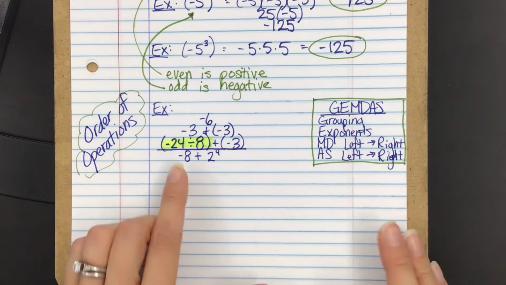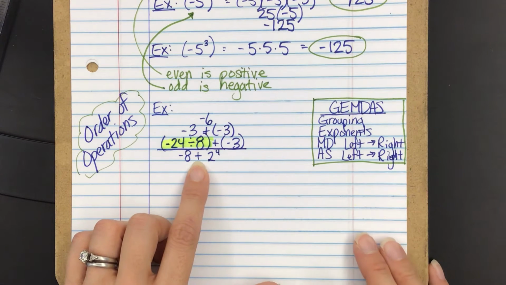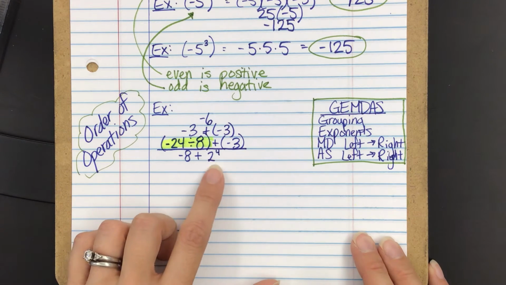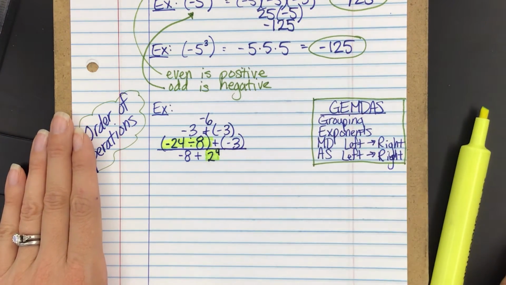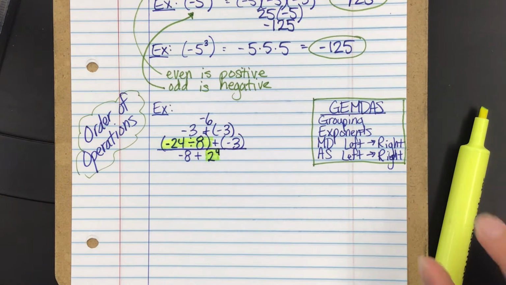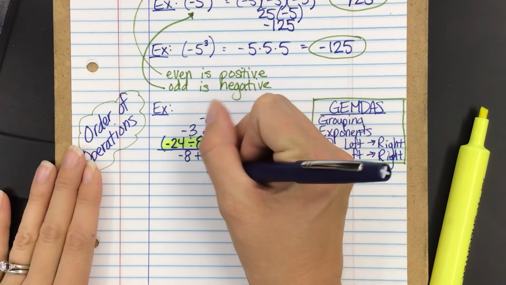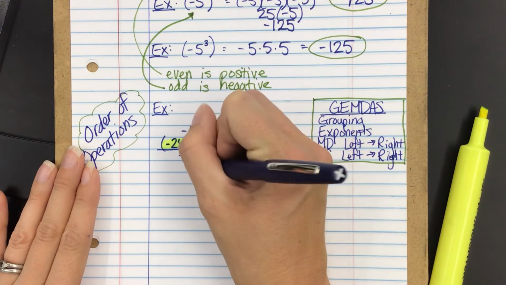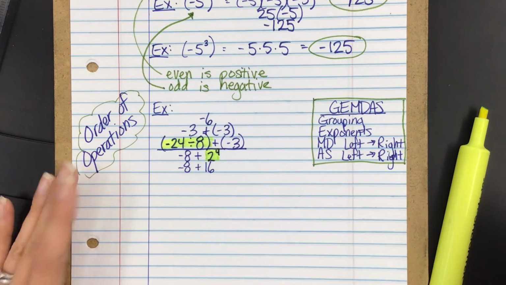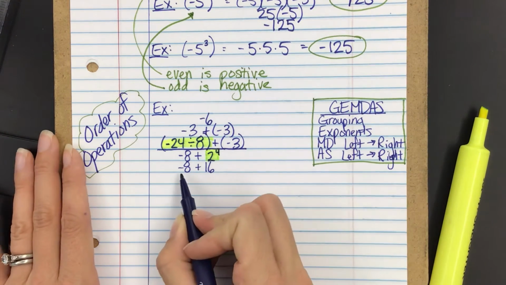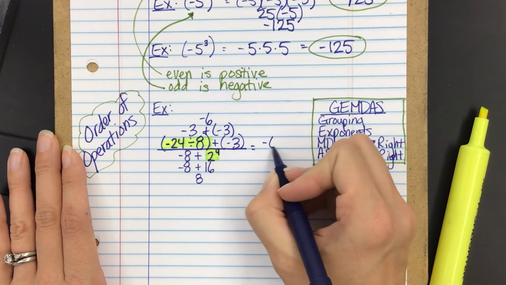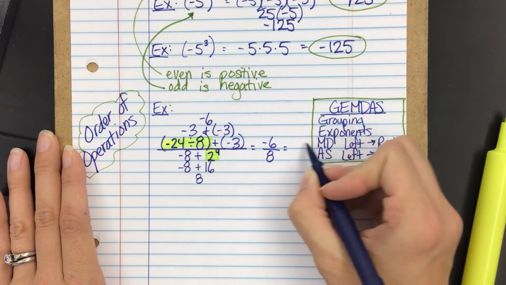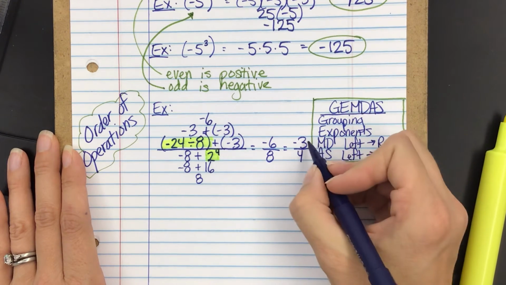Down here we have an addition and an exponent, so we always do that exponent first. I'm going to highlight that. Now let's do 2 to the 4th power. 2 times 2 is 4, times 2 is 8, times 2 is 16. Am I right? Okay. And then negative 8 plus 16 is a positive 8. So we can rewrite this as negative 6 over 8 and then reduce it: negative 3/4.